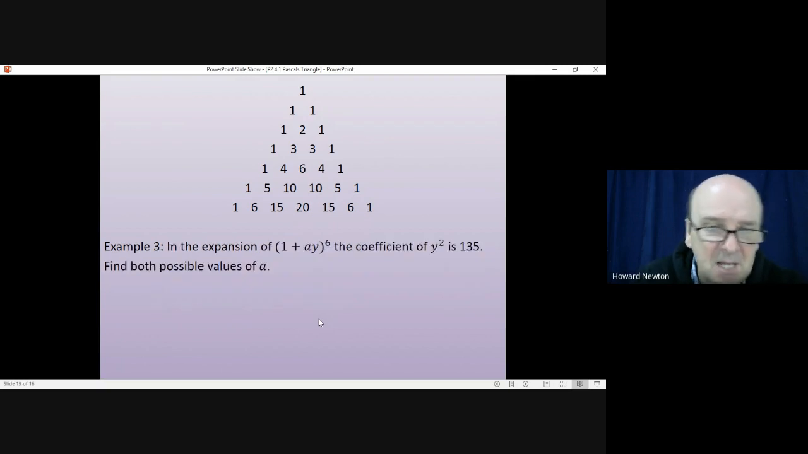Okay, example 3 is a slightly different type of question. We've got the expansion of 1 plus ay to the power of 6, where a is some constant, but they haven't told us what. What they have told us is that the coefficient of y squared is 135. And we're asked to find both possible values that a could take. So we'll be looking at the 6th row of Pascal's triangle. The y squared term is going to correspond to the 15 here. Now, I'll let you have a go at making sense of this yourself. So pause the video, see if you can work out what's going on, and then come back to me when you're ready.